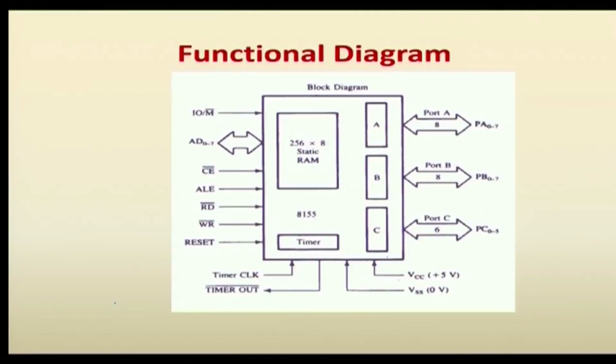This diagram shows the functional diagram of the 8155. In the 8155, this is the memory section. The size is 256 cross 8, where the 8 represents that we read the data in bytes. This is the static RAM.